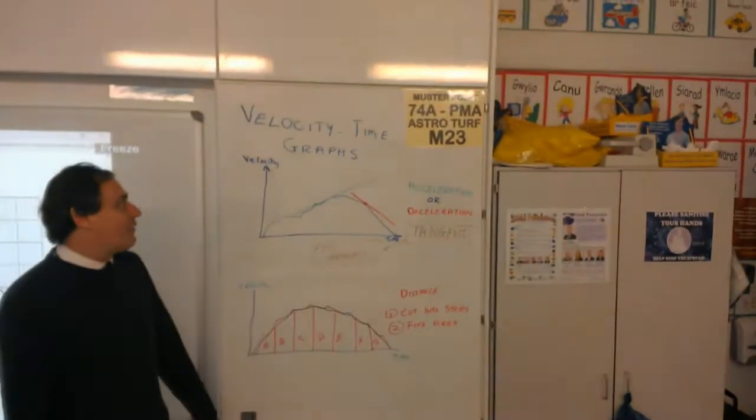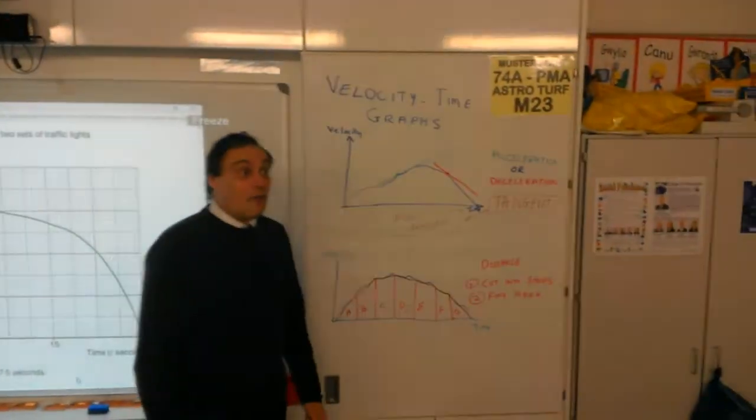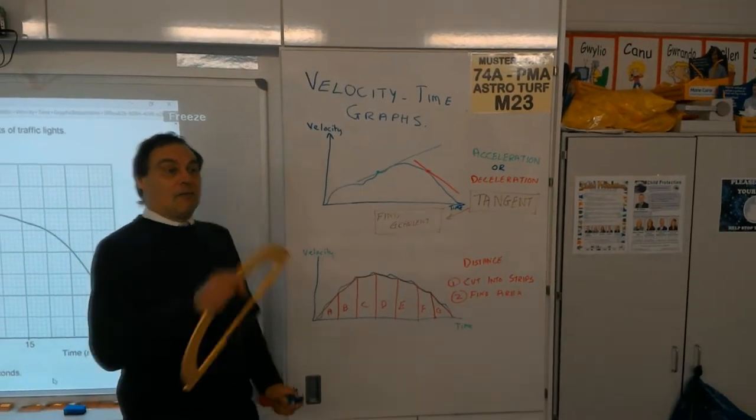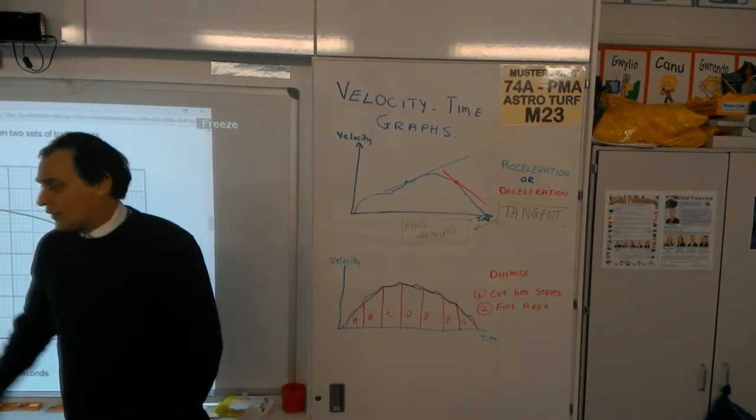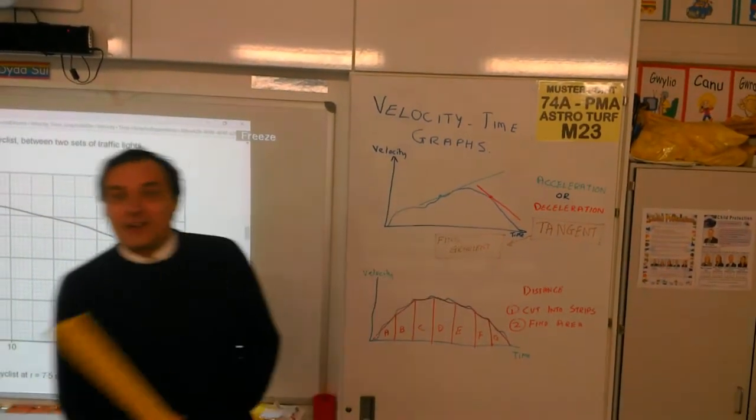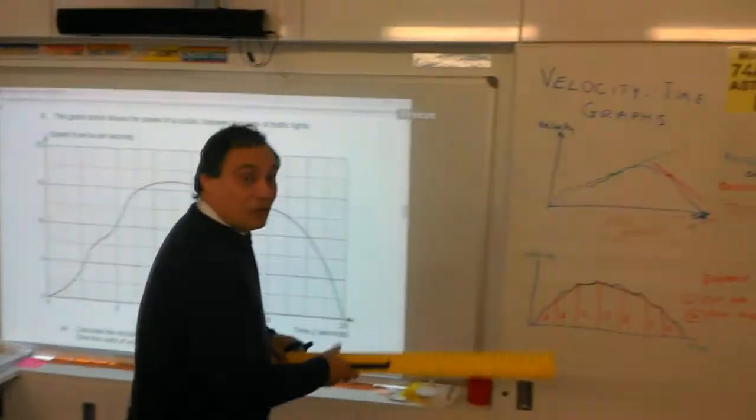Right, good morning everybody. So today we're going to be doing velocity time graphs, and to do that I'm going to need a ruler. No, that's a protractor. Now this is a ruler. Okay, so a couple of things that we've got to note here.